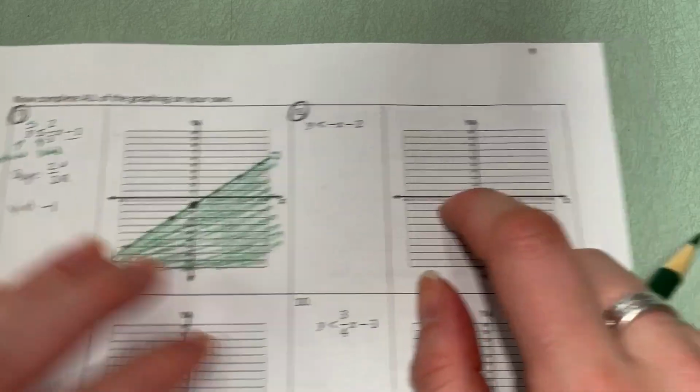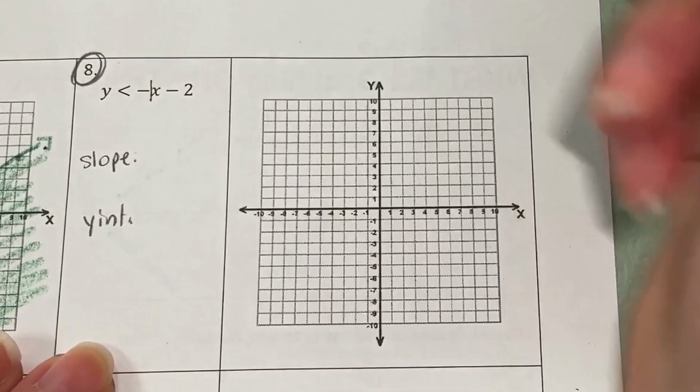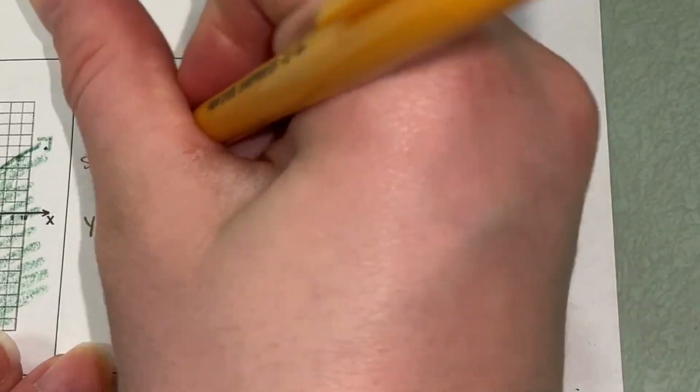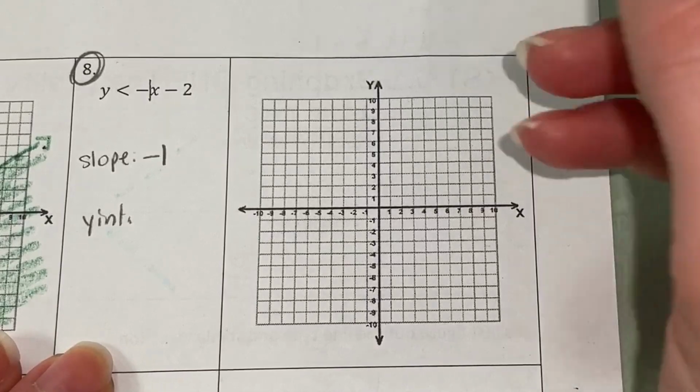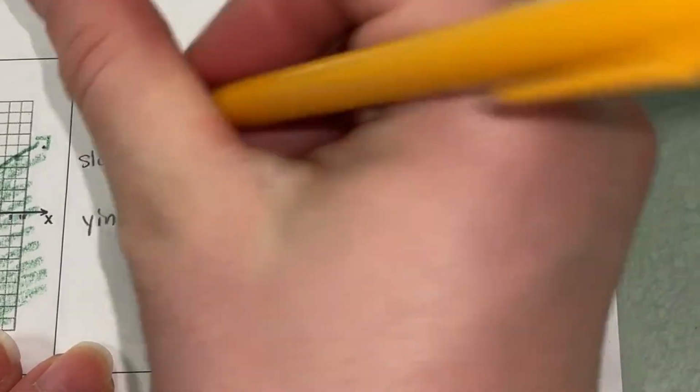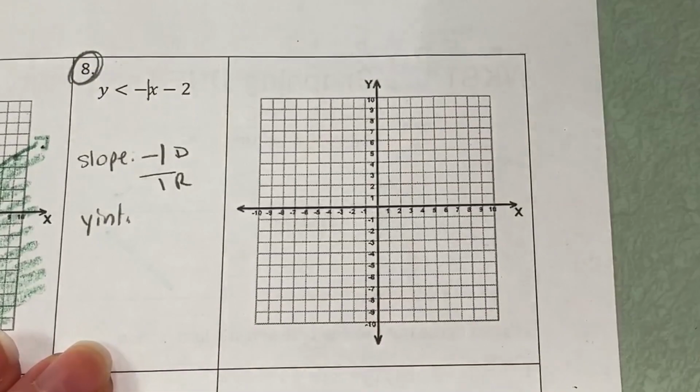Now let's look at number 8 here. So my slope is the number in front of my x. So technically, I have a -1 in front of my x. Now it's just a -1, but I need to make it a fraction. So if I take any number that is not a fraction, I put it over 1, and now it's a fraction. This tells me to go down and right.